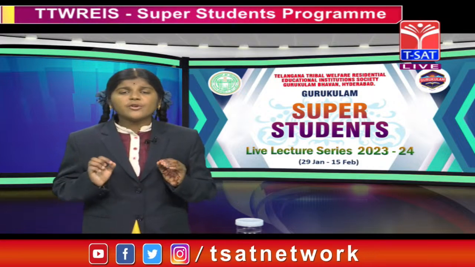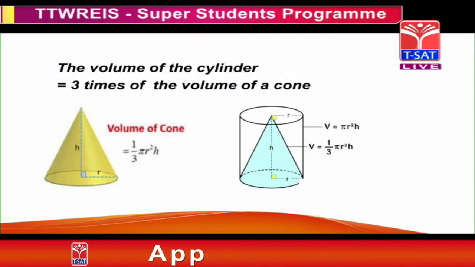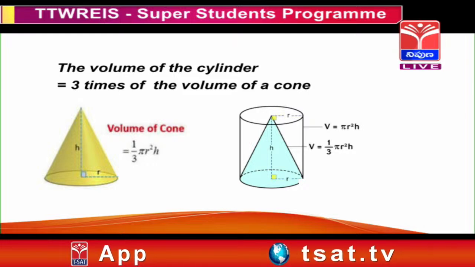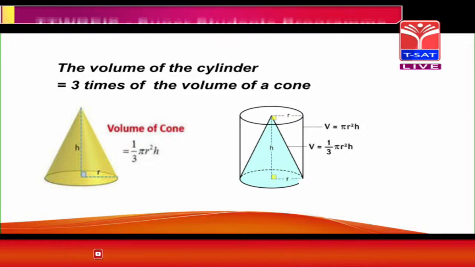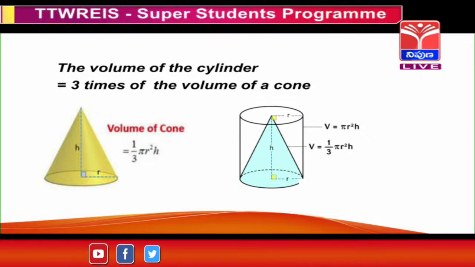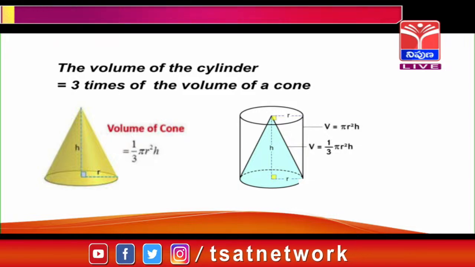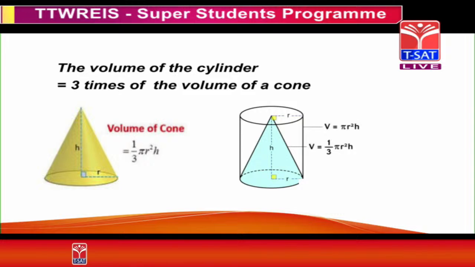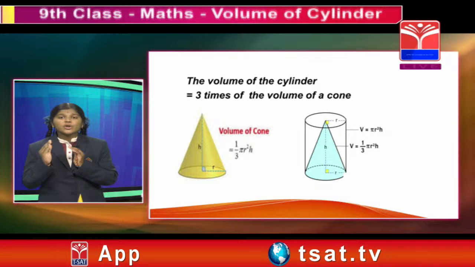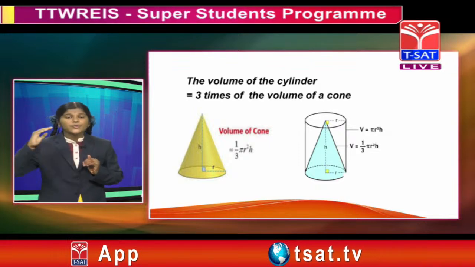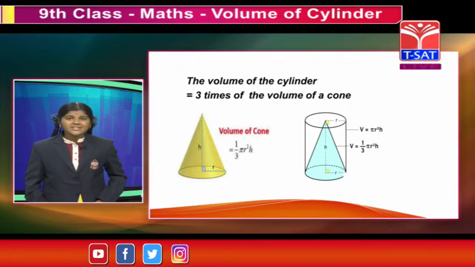Then the volume of the cone. The volume of the cylinder is equal to 3 times the volume of a cone. So you know already friends, the volume of a cylinder is equal to pi r square h. Then it's equal to 3 times the volume of a cone. Then we will get the volume of the cone is equal to 1/3 pi r square h. Got it, friends?